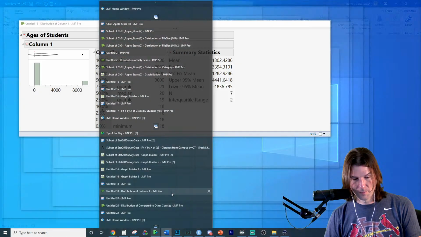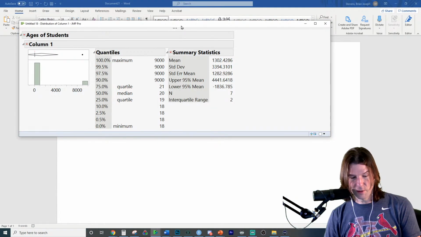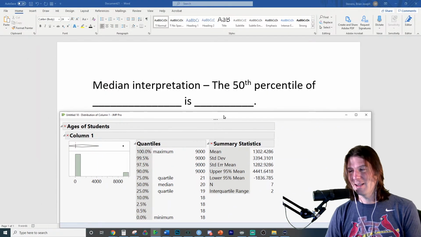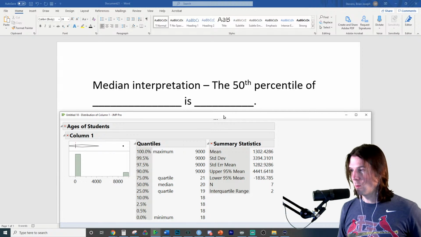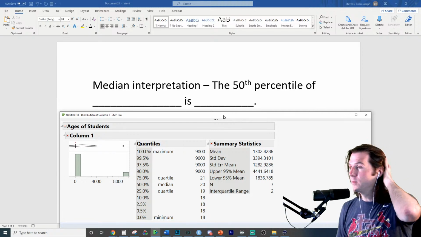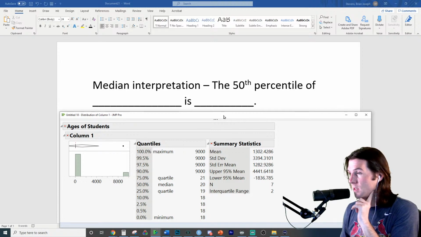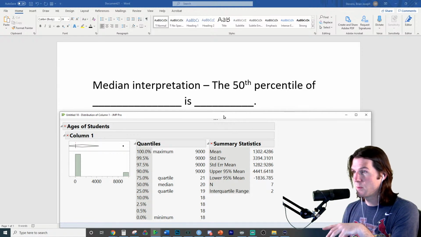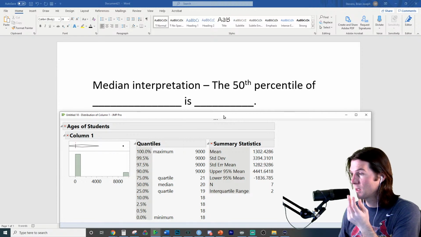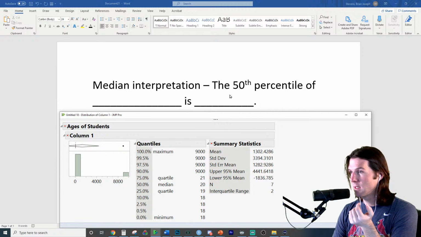Here we go. This is the age of students. There's a crazy outlier. So I want somebody to interpret the data right here. Who can interpret the data right here? This is the median interpretation. Take a moment and see if you can interpret the median. Use what I have above for the median interpretation and type it in the chat. Just say, well, the median is this. Then we give the context. This is where you give the context, and this is where you say what it is. So who can do that?